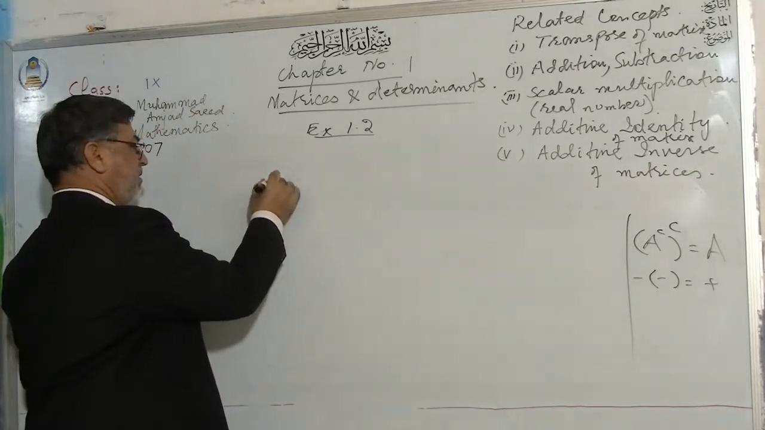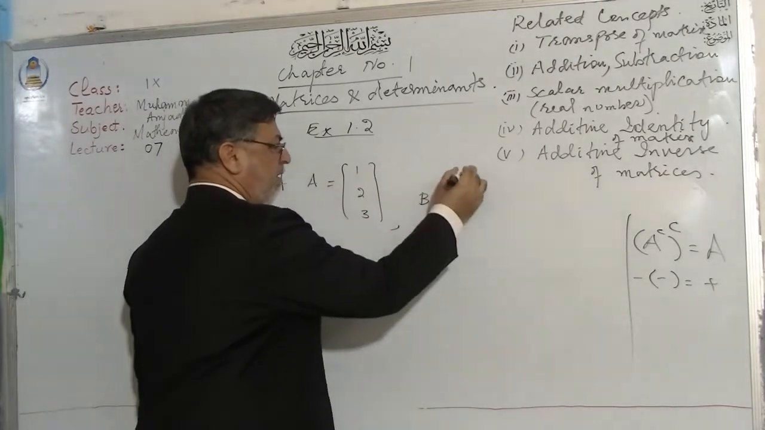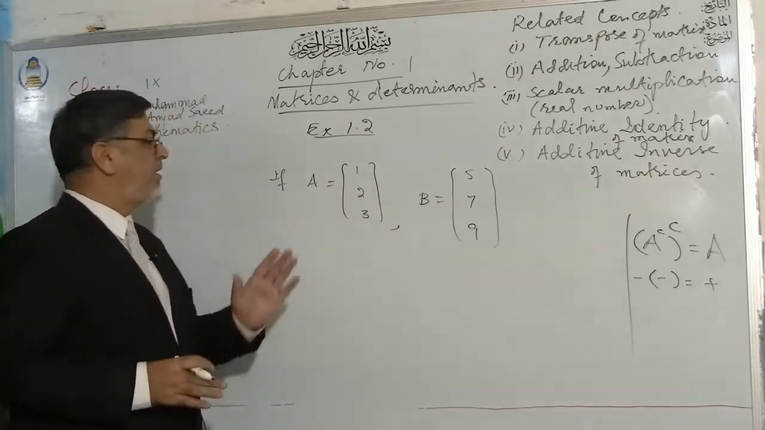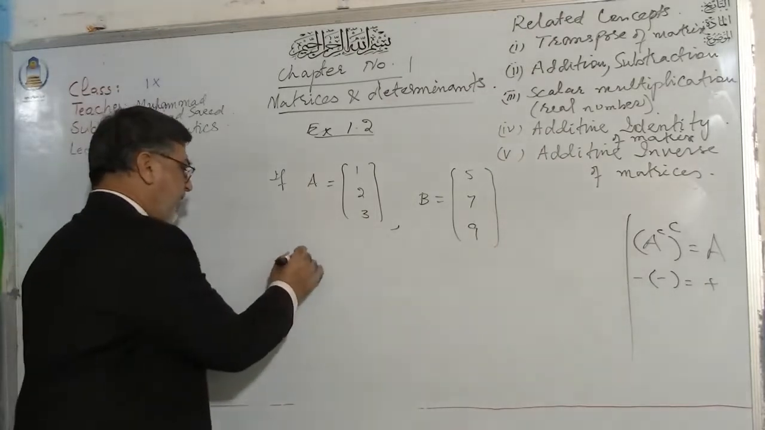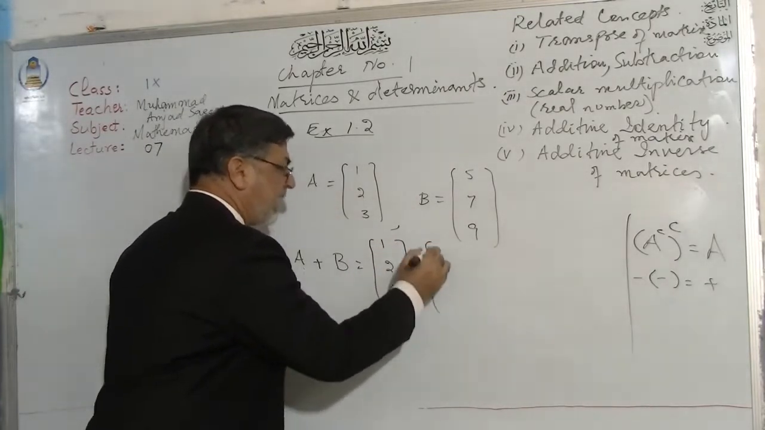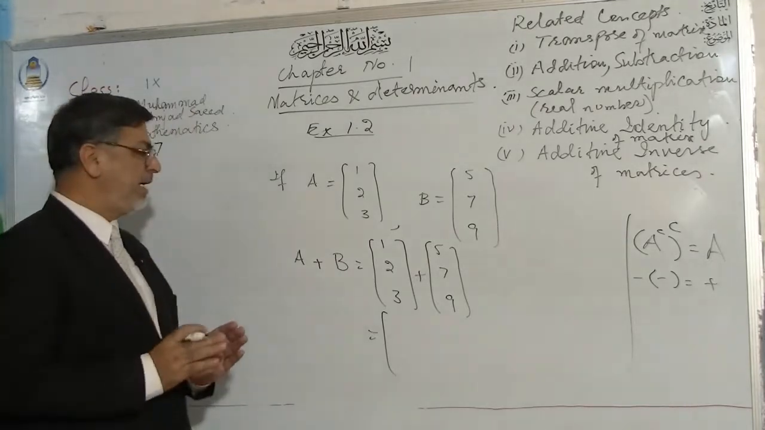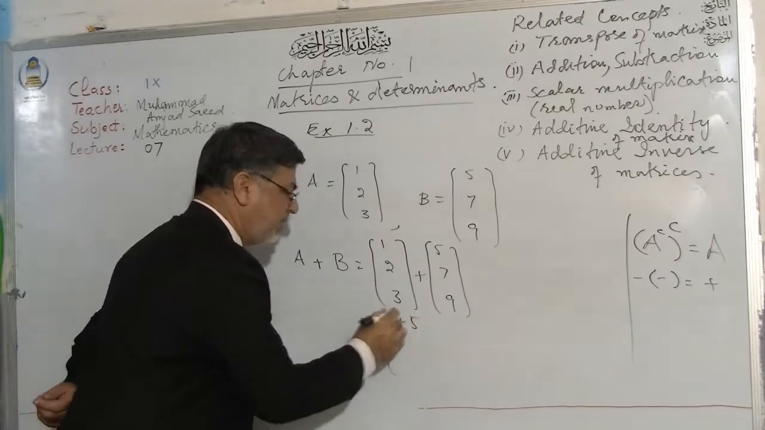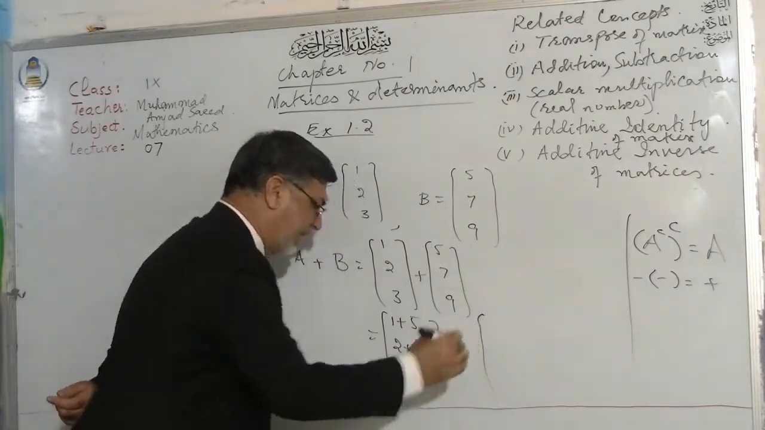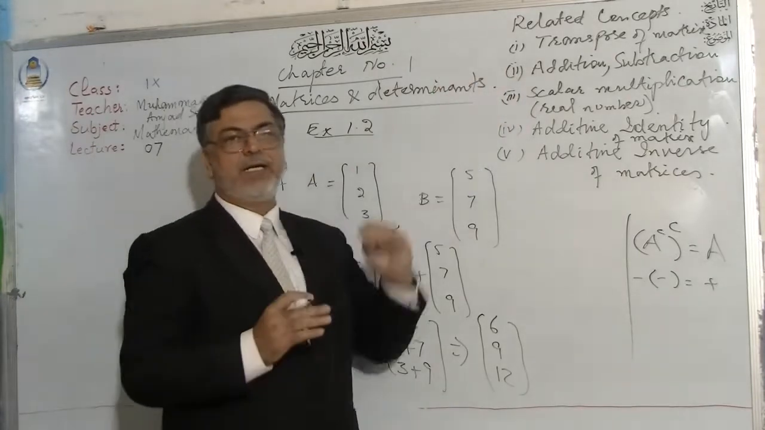For example, if A is equal to 1, 2 and 3 and B is equal to 5, 7 and 9. You know that these A and B are conformable for addition and subtraction. In case of addition, you will write down A, 1, 2, 3, then plus value of B, 5, 7 and 9. Now students, you will add corresponding entries, first plus first, second plus second, and third plus third. So in this way, you will find your answer 6, 9 and 12. So this is your answer.